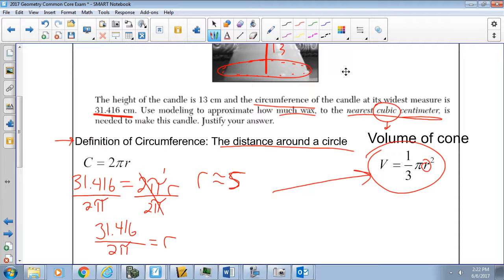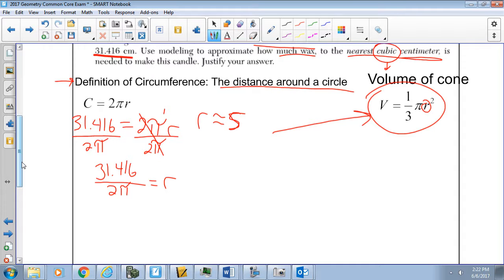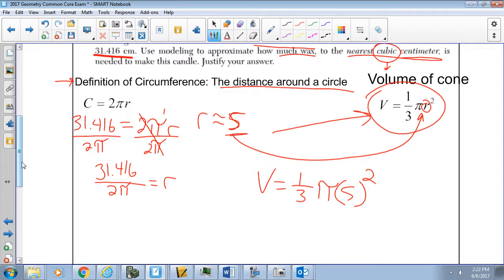I would say if you do this, you'd get 2 out of the 4 points, most likely. But to get the other 2 points, you're going to have to go ahead now and plug this value in here. All right? So your volume is going to equal 1/3 times pi 5 squared. Now it says to the nearest cubic centimeter. So you're not going to round to the nearest 10th or 100th. It's going to be to the nearest whole number. So let's go ahead and put this in.